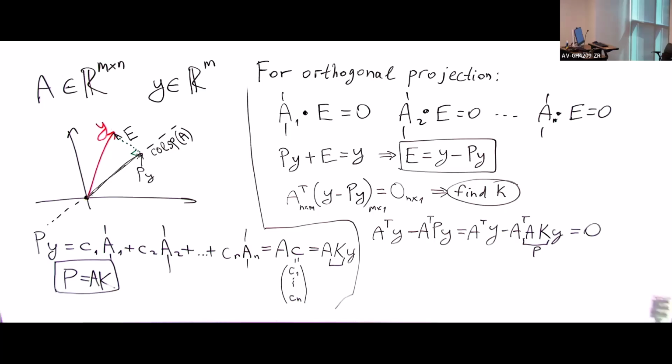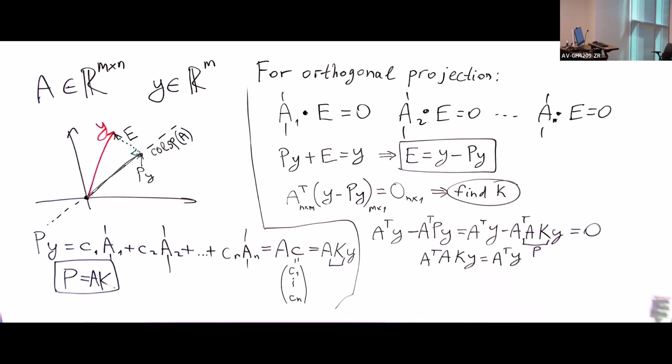All right. So you get something like that. And then you want to find K somehow. So let's simplify a little bit more. So have A transpose A K = A transpose Y.